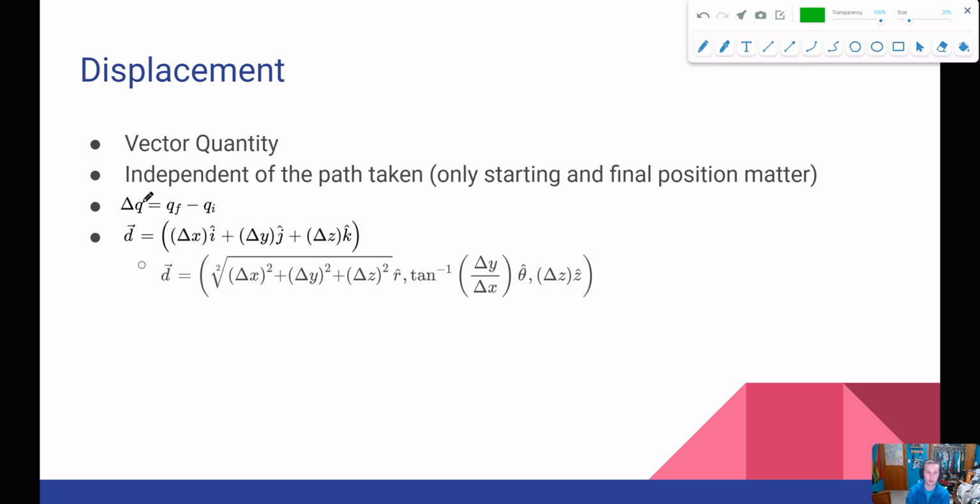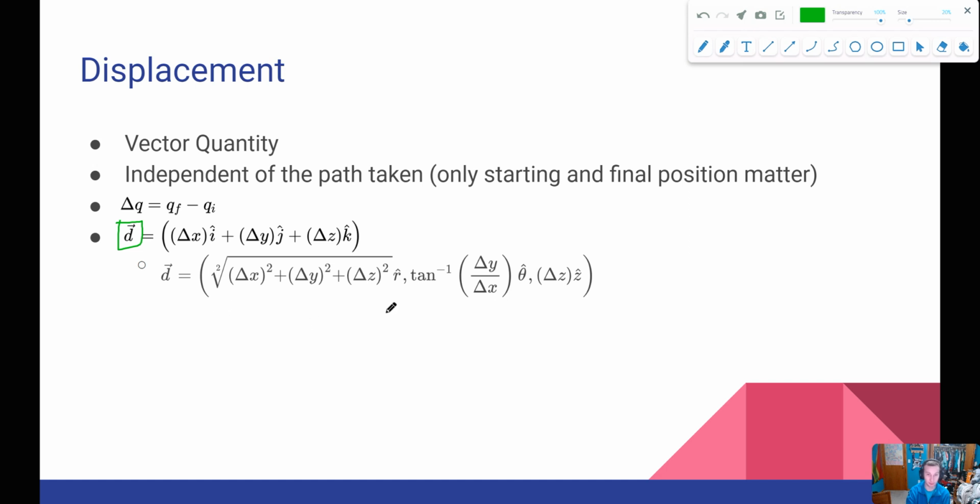So first off, just a quick definition. So right here we've got delta Q. Okay, Q is just some quantity. Okay, any quantity. It could be a mass, could be a time, could be a speed, any quantity. It's just that delta Q is defined as the final measurement of that quantity minus the initial measurement of that quantity. Okay. So when we come down here, we define our displacement vector. What we get is the change in the x position times i hat plus the change in the y position times j hat plus the change in z position times k hat.